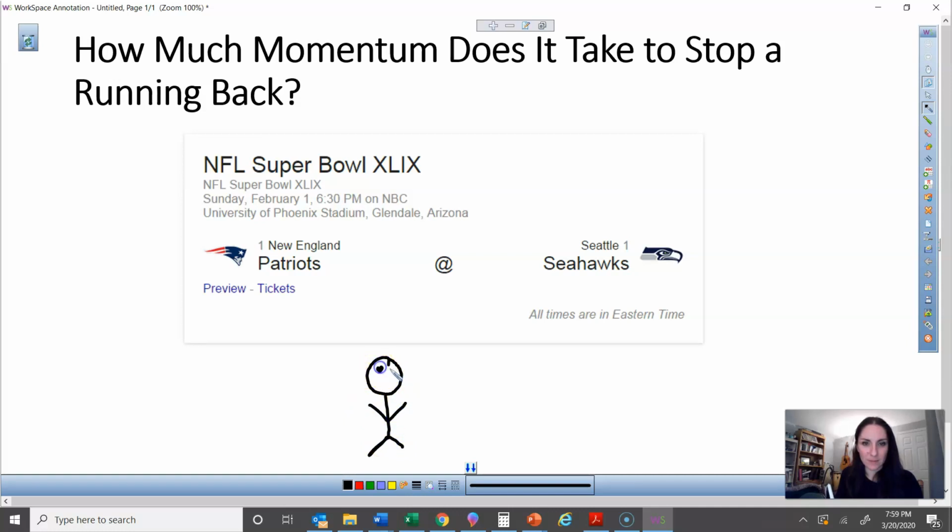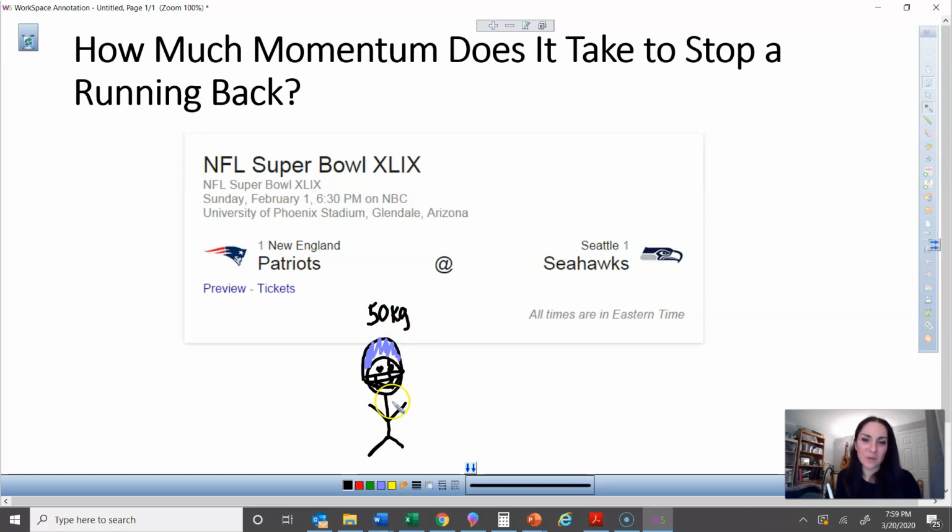Ta-da. And yes, I will wear a football helmet because that's important. There we go. My football helmet will be purple. Why not? So let's say I have a mass of 50 kilograms. I just picked an easy number. I'm not actually 50 kilograms.